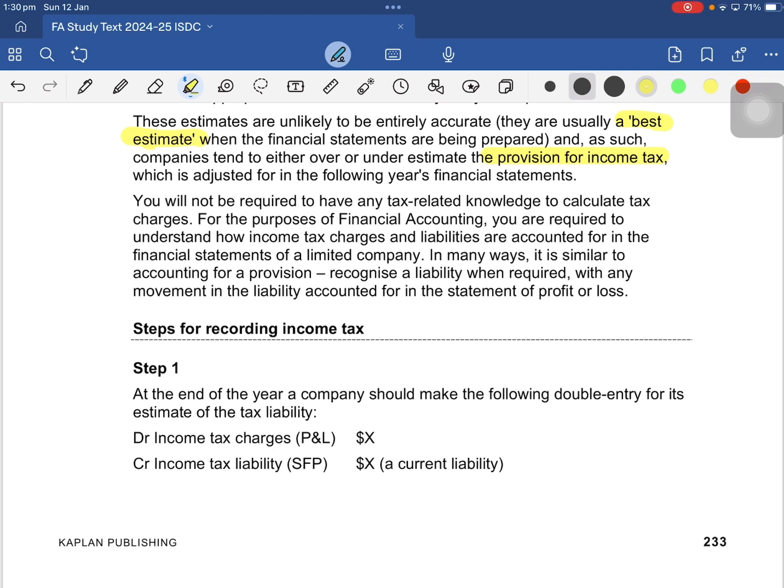This is done when you do the accounting year. The problem is that accounting uses the accrual concept, but tax uses the cash concept. That means tax is only paid or chargeable on the cash that you pay or receive.